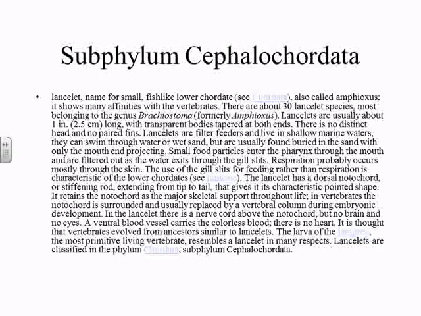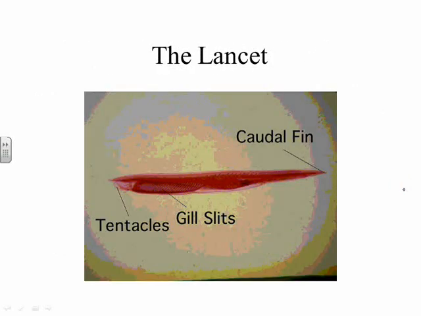Notice here too that he has a ventral blood vessel. His blood is colorless, clear blood, no heart. But vertebrates are thought to have evolved from something very similar to this lancet thing. Here's what one looks like.